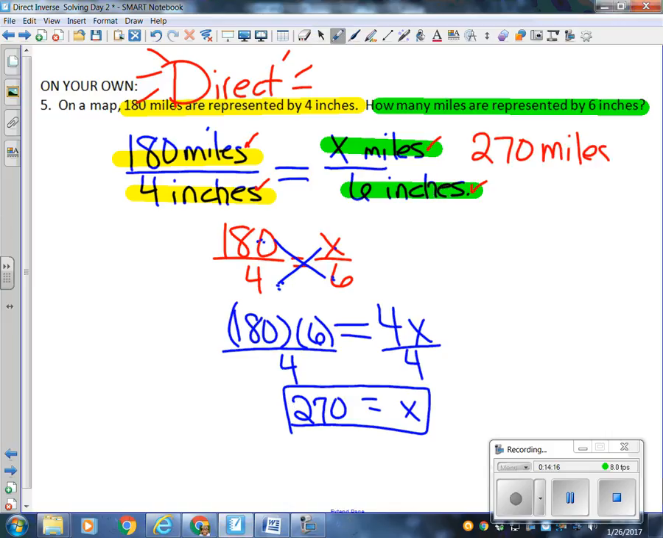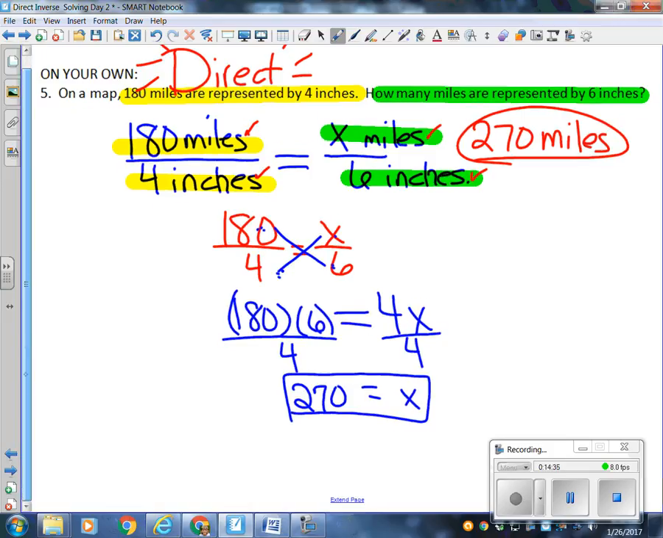So if I draw with this scale, that's pretty much what it gave you. It gave you a scale of 180 miles for every 4 inches. That's 270 miles for 6 inches. And that's actually what you do. You're saying it's 180 is to 4 inches as how many miles is to 6 inches. So setting up a proportion takes you straight to an equation.